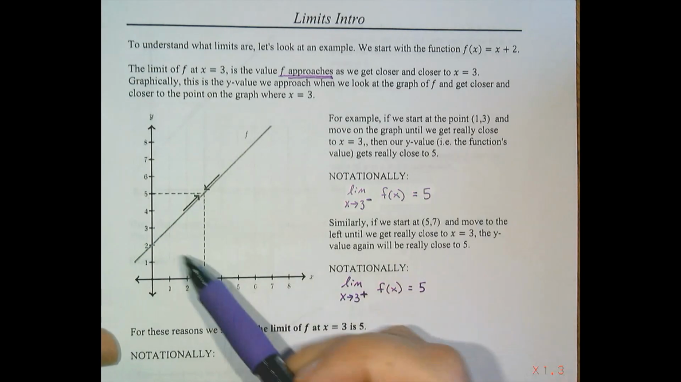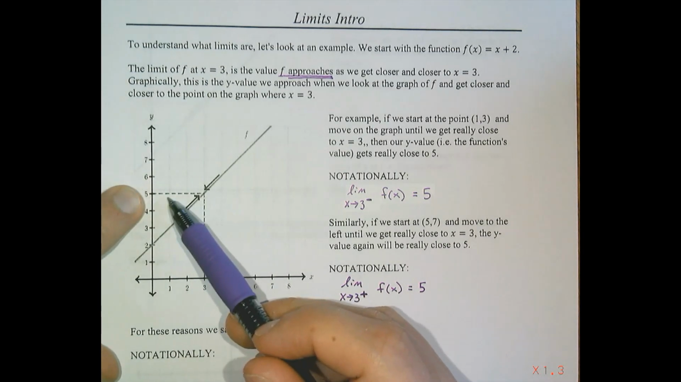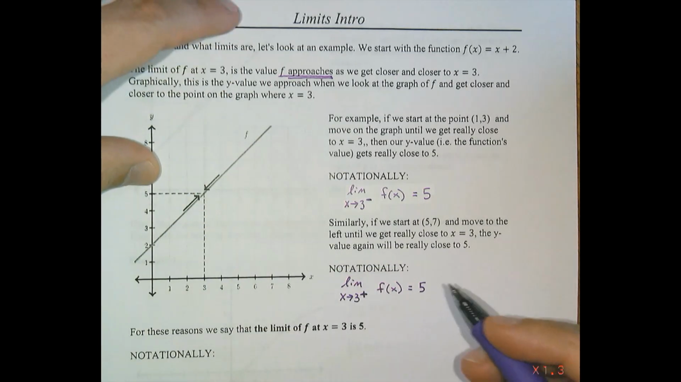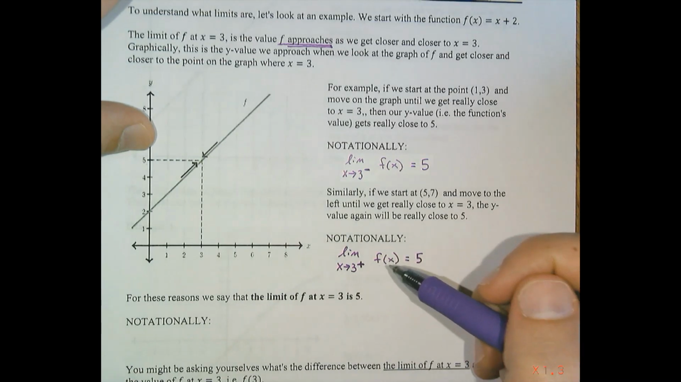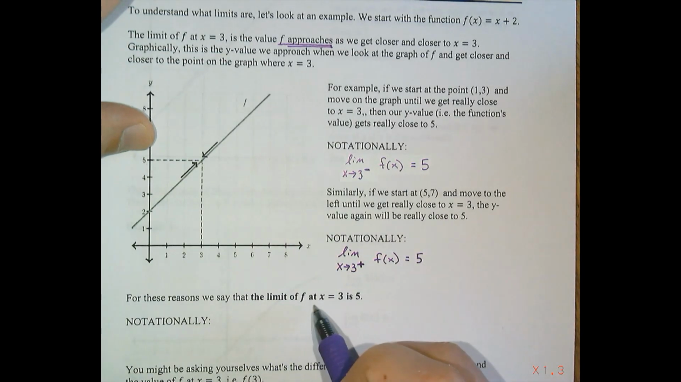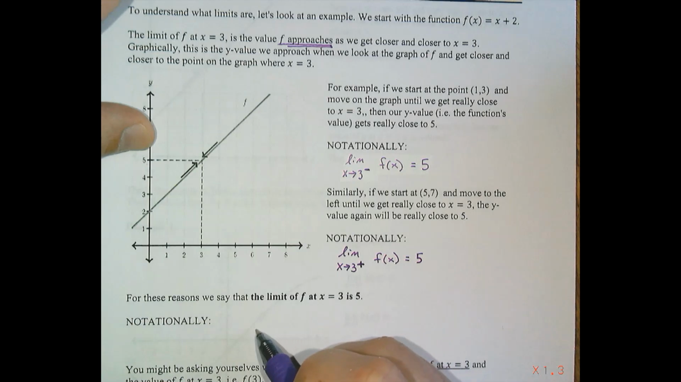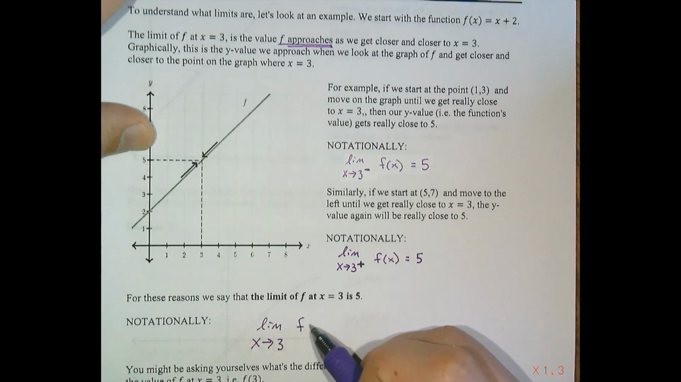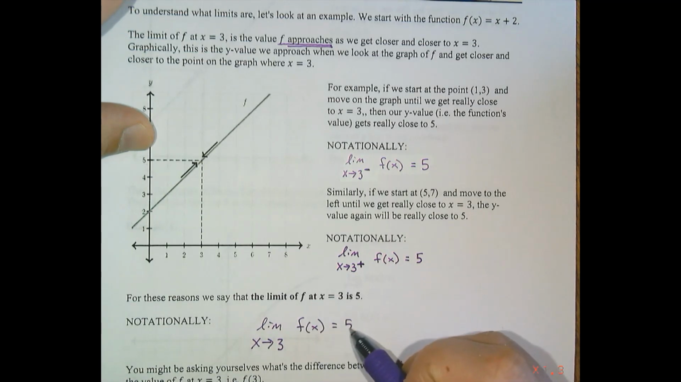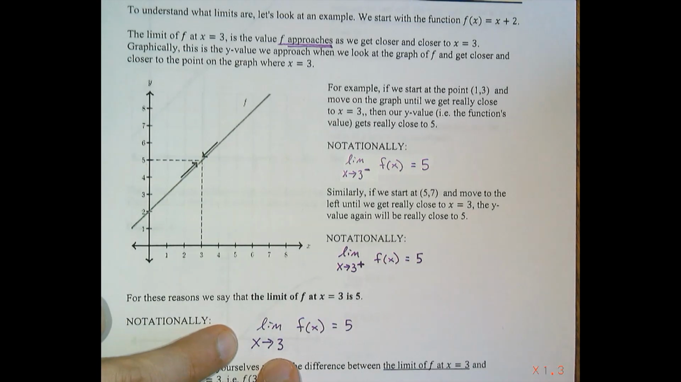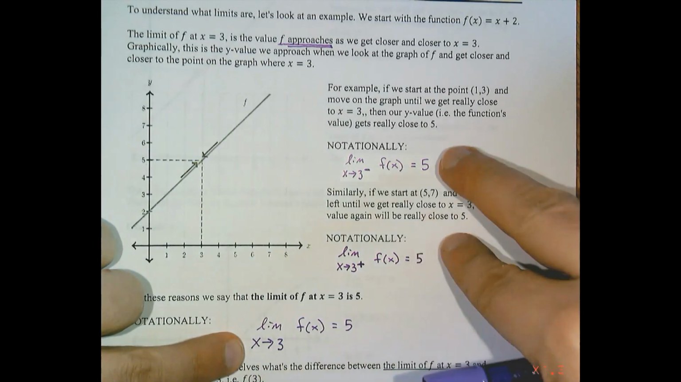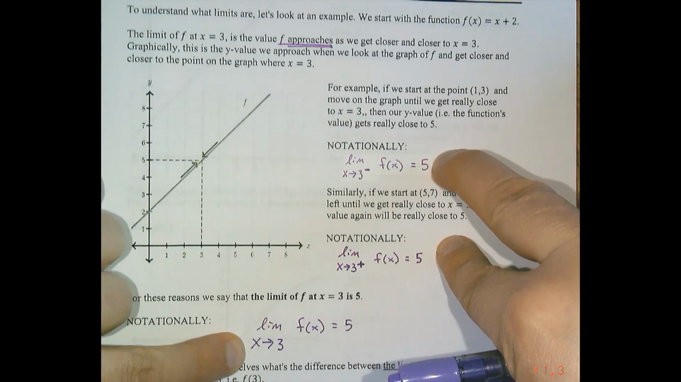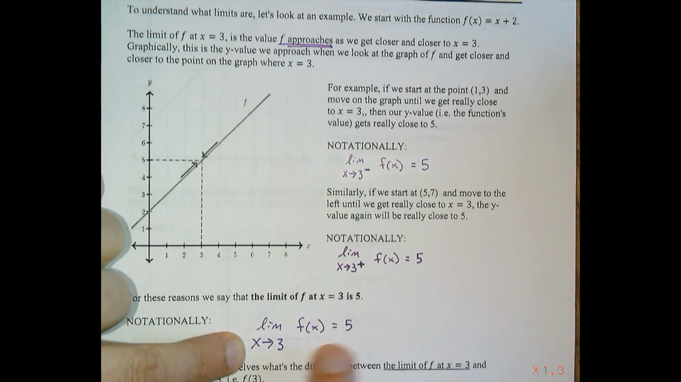So if I approach from the left-hand side, I get to the height of 5. If I approach from the right-hand side, I get to the height of 5. And so we can merge these two statements into the single statement, the limit of f of x at x equals 3 is 5. Or notationally, the limit as x approaches 3 of f of x is 5. This encapsulates both the left-hand limit and the right-hand limit. Since the left and right agree, and that value is 5, then the two-sided limit is 5.